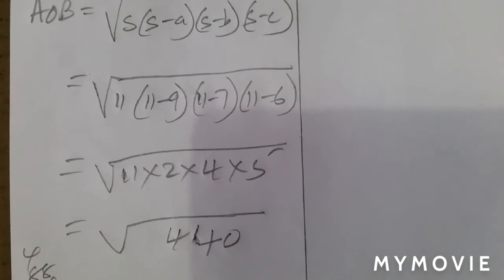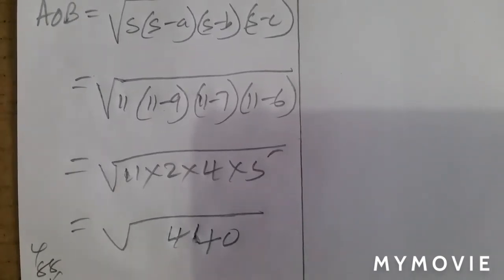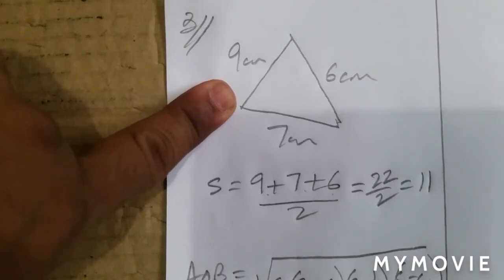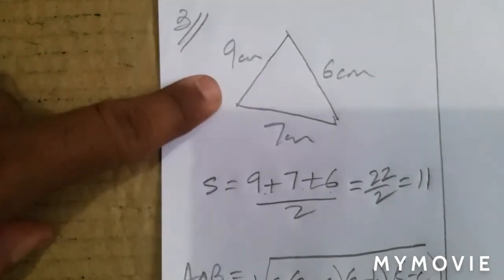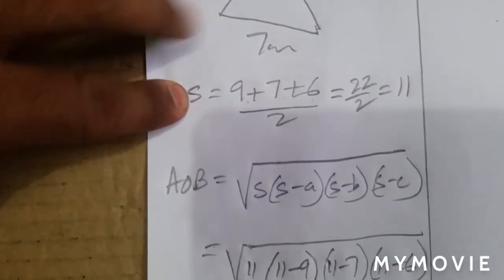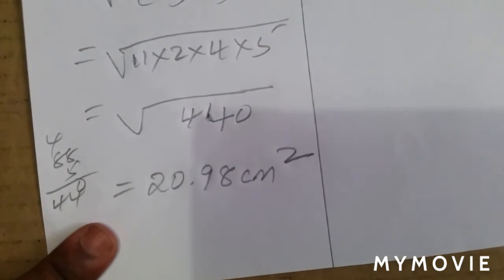Let's just double check this. So we have 11 times 2 times 4 times 5, 440, and the square root of 440 would be 20.98 centimeters squared. So the area of the base, so the answer for question 3, given that the base of the triangular based pyramid, that's all that they ask us to define, the area of this triangle. And of course, when we have the length of all 3 sides, we just apply Heron's formula, find the semi-perimeter, which is 11, and then go ahead and find the area of the base, which worked out to be 20.98 centimeters squared.